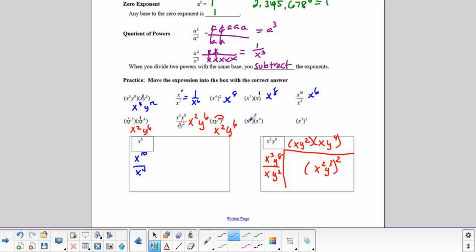Alright, next one, when you multiply, you add exponents, so you get x to the 6th, and that's over here, so I'm going to put that over here. x squared, x to the 4th. And the last one is power to a power, multiply your exponents, and you get another x to the 6th. So that's x to the 3rd squared. Okay, next page.